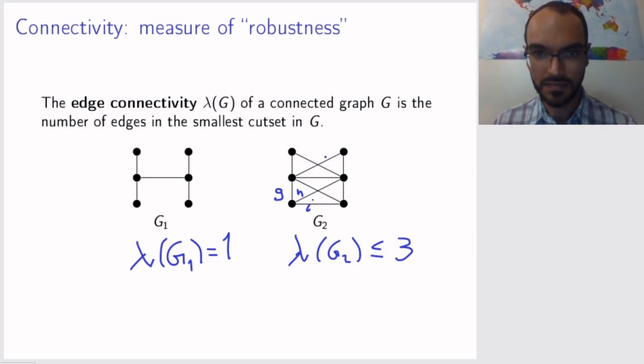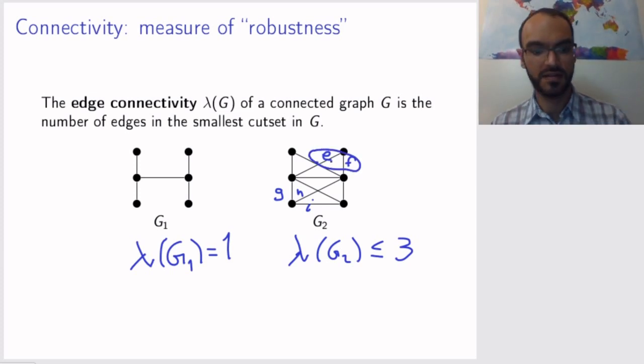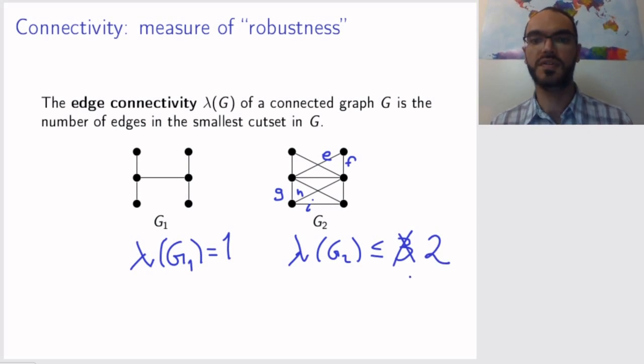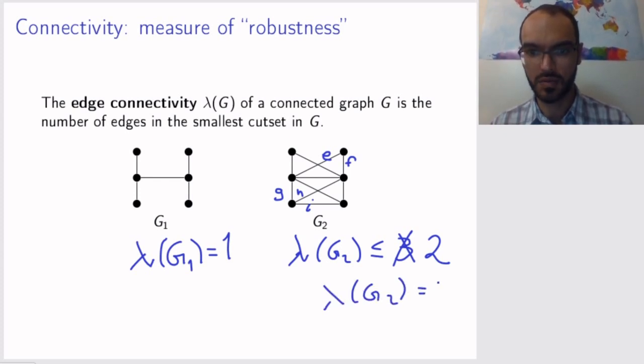And indeed we can. So we have this cut set consisting of E and F. That's already 2 edges. So indeed, I can improve this to 2. Now, is there any single edge that I can remove to make the graph disconnected? No, you can double check. So in fact, lambda of G2 is equal to 2.